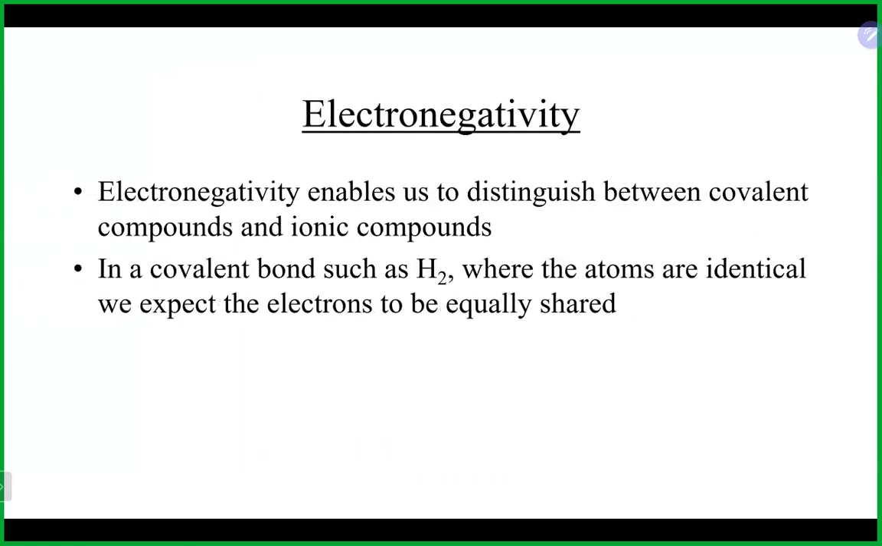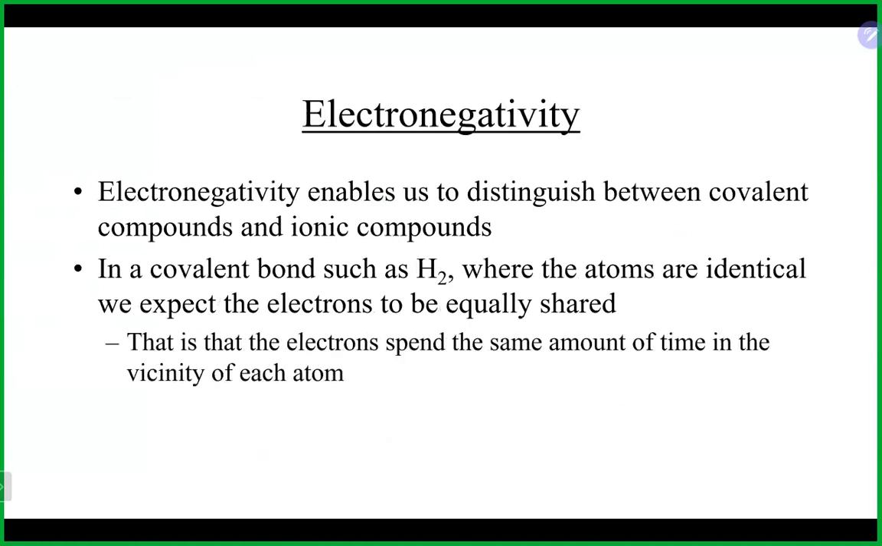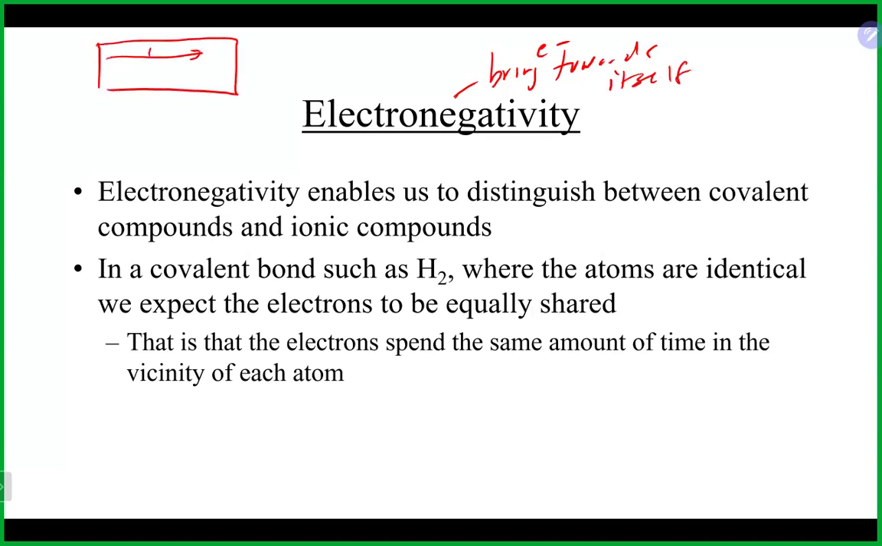All right, so let's talk a little about electronegativity, which, as we talked about previously, is the ability of an atom to bring electrons towards itself. And remember, on the periodic table, it increases as you go up to the right, decreases as you go down, and it is fluorine that is the most electronegative element that we could have.